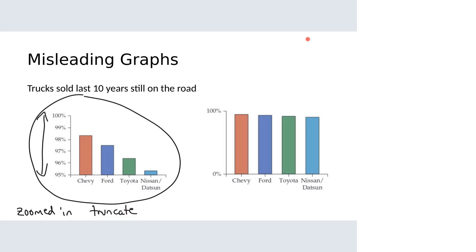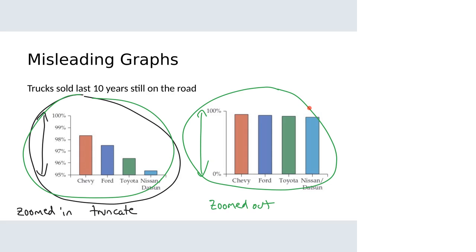Same exact data. If you work for Nissan, you want to show this chart over here. You want to zoom out. You want to show the entire y-axis, because then, if you look at these numbers, they're 98 and a half, 97 and a half, 96 and a half, 95 and a half. In real numbers, if we go from 0 to 100, they're pretty much all the same. But this picture makes it look like they're wildly different. This picture over here makes it look like they're pretty much all the same.